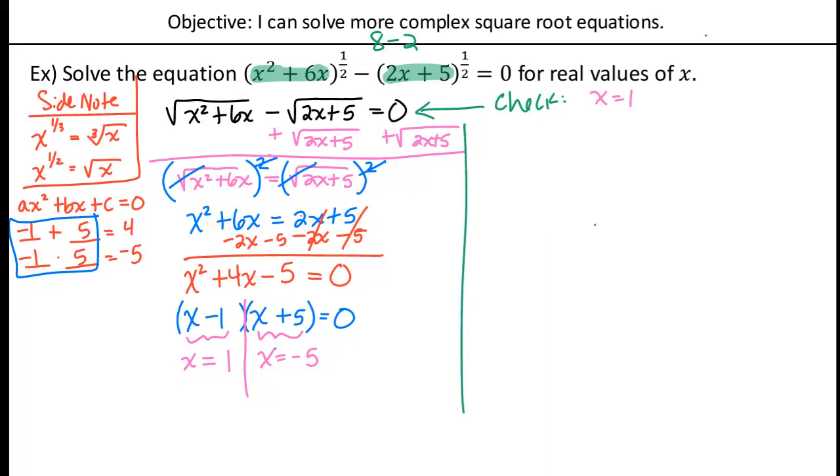So I'm going to go plug in the square root of, notice I have an x squared, a 6x, and a 2x. I have 3 different x's where I need to plug in. So I have x squared, that's a 1 squared, plus 6x, and so my x is 1, minus the square root of 2 times x, which is 1, plus 5. We're trying to see if that's going to equal 0.